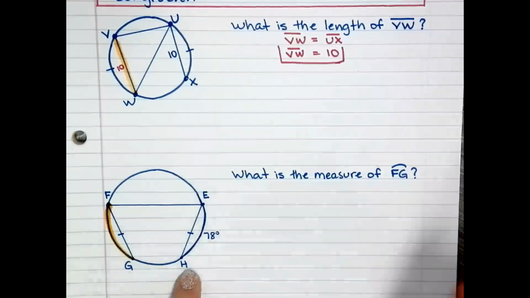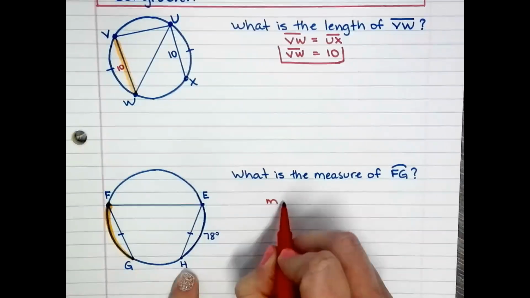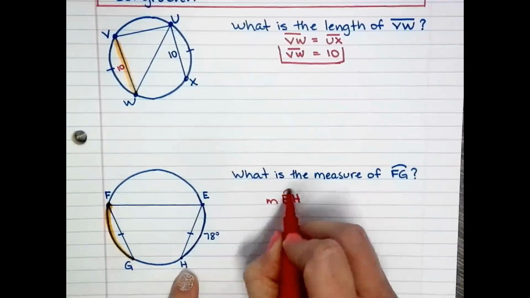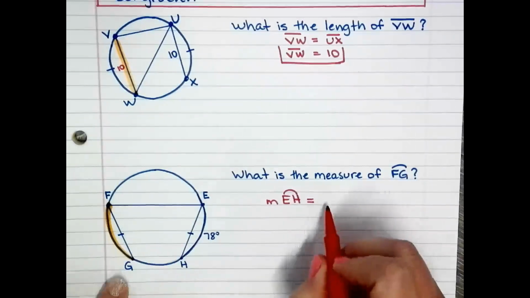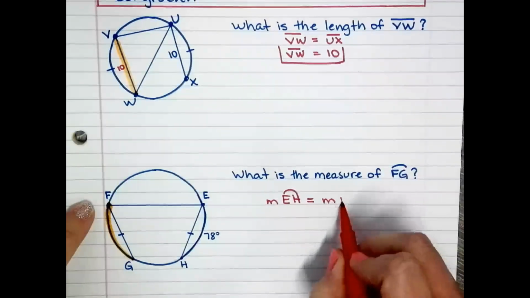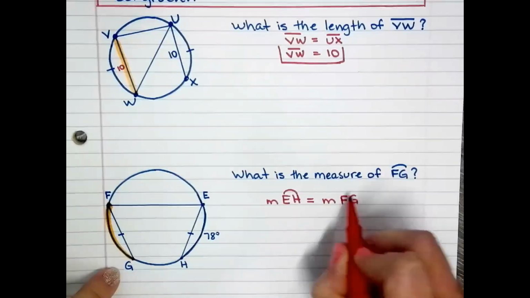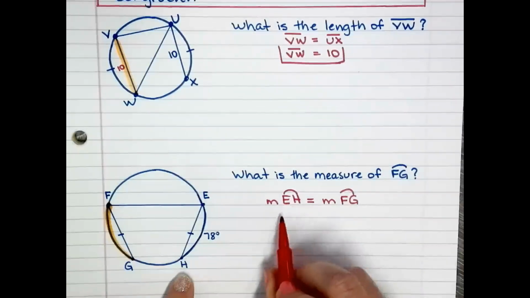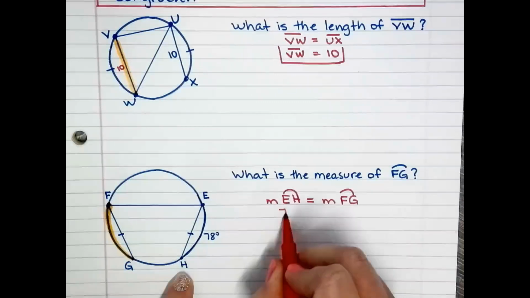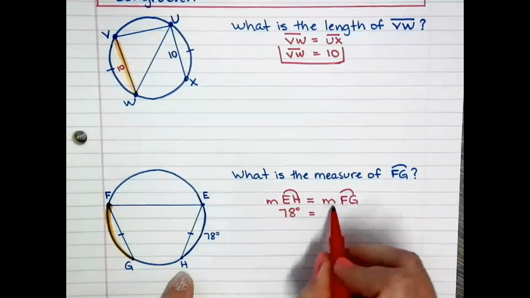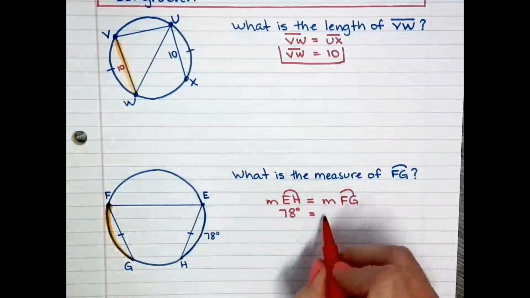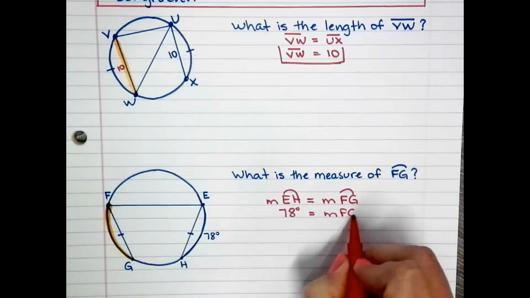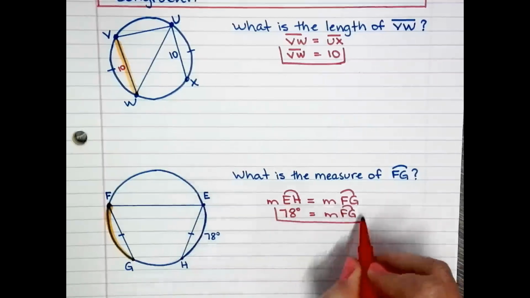The measure of arc EH is congruent to the measure of arc FG. And I know the measure of arc EH is 78. Therefore, they're congruent because their corresponding chords are congruent. And that's all there is to it.